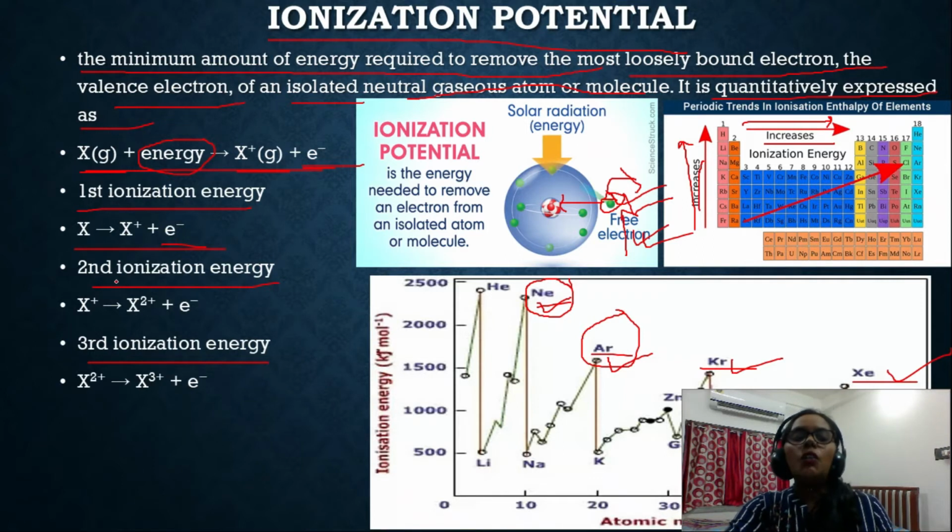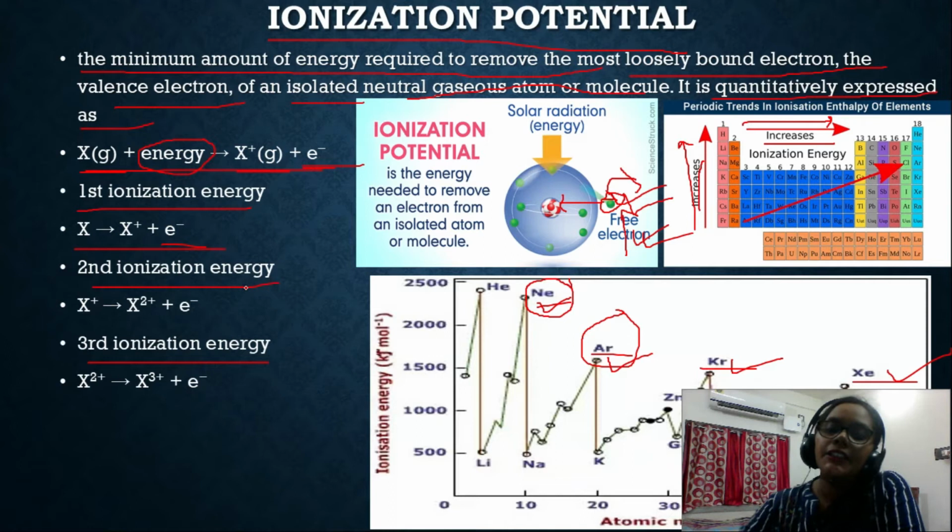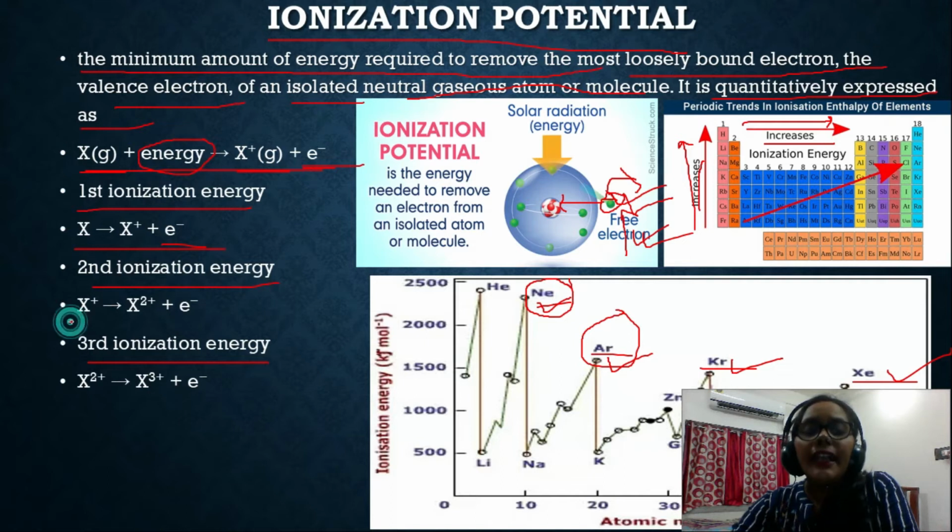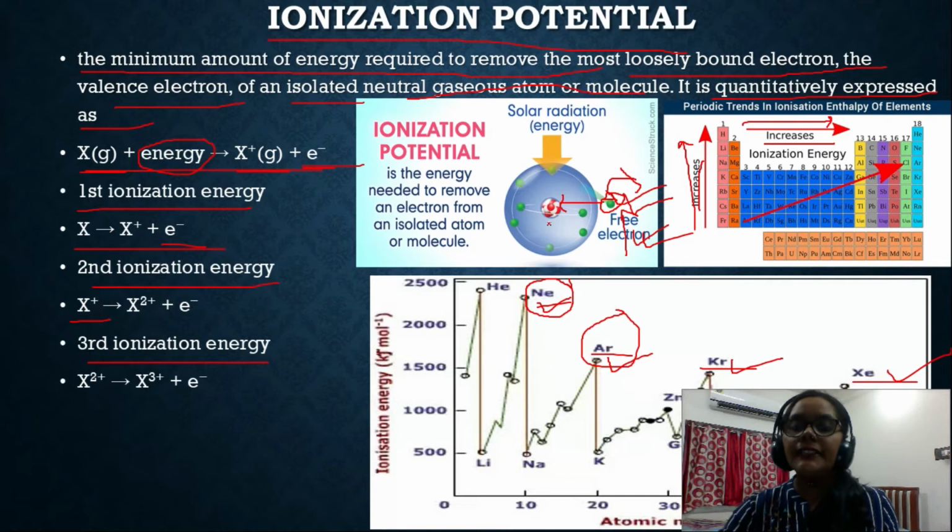Okay. Now second ionization energy. What is second ionization energy? Second ionization energy is when we again want to remove one more electron from this orbital, like this electron we want to remove from the outer shell.